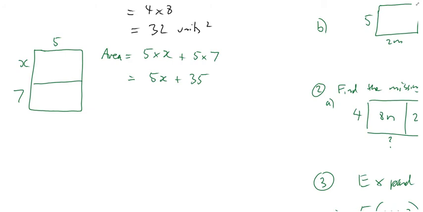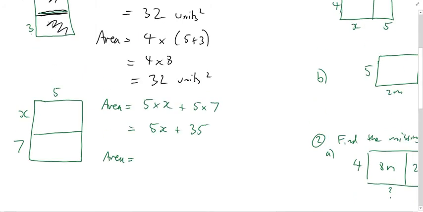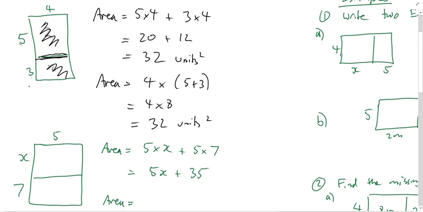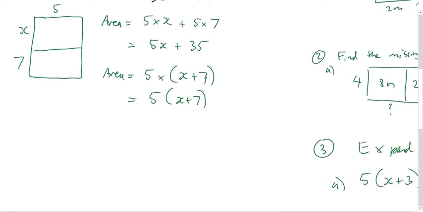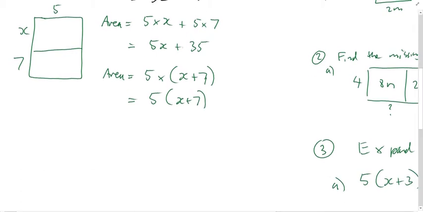I could also do it another way. I could also say that the area is, in the same way that I added those two together there, I can add those two together here. So it would be the same as 5 times whatever x plus 7 is. And we don't write the times, so it would be like 5(x plus 7). So really, these are two equivalent expressions for the area of that. And I can say that 5(x plus 7) equals 5x plus 35. They're equal to the same thing.